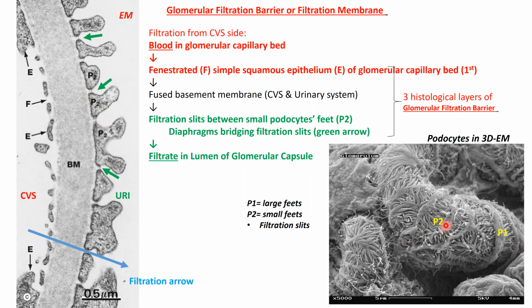On the right side, this is a three-dimensional electron microscopic image of the podocytes. You can see the large feet labeled with P1. There's another large foot here. The large feet branch into little feet labeled with P2. And between the little P2 feet, those spaces you can see are the filtration slits. Where is the capillary? Under this.